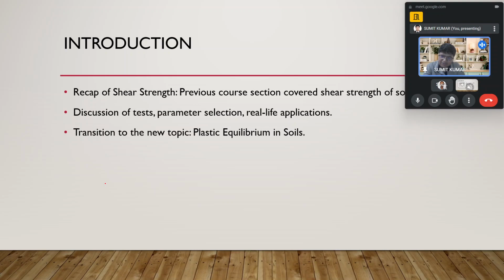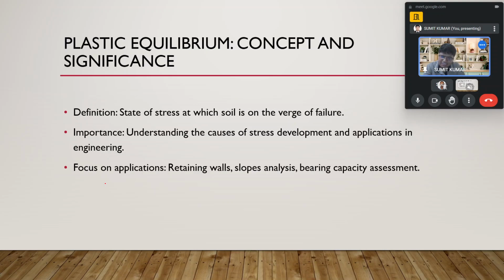Now we have understood the value of the shear strength earlier as well. Now let's talk about the definition. When we talk about the plastic equilibrium definition, you must be aware of the fact that it is the state of stress at which the soil is on the verge of failure, because when the soil is just going to fail, that is the case we are concerned about. And when we talk about the importance, understanding the cases of stress developed and the application in engineering is also one of the important aspects.